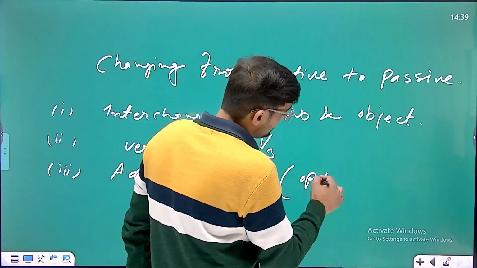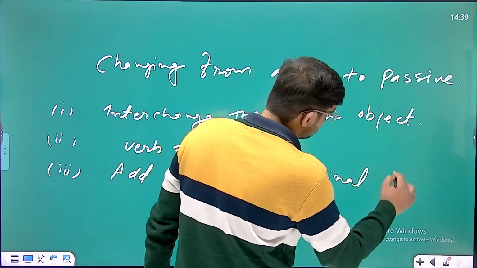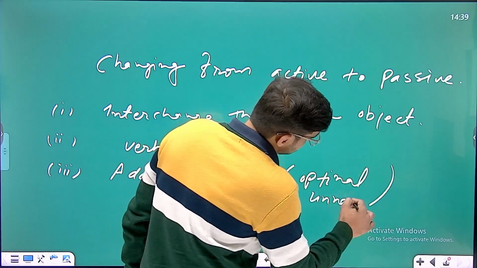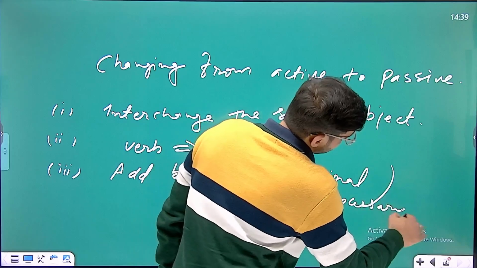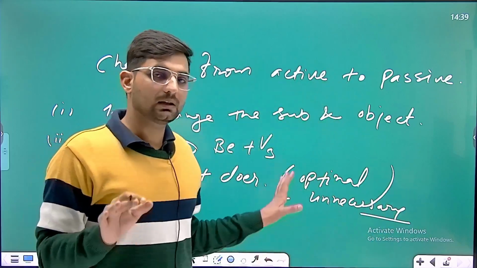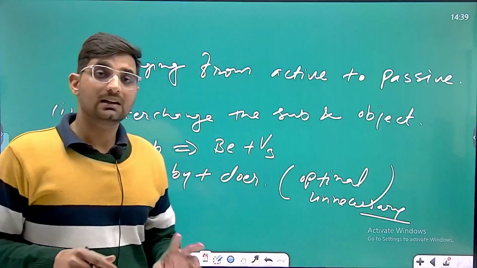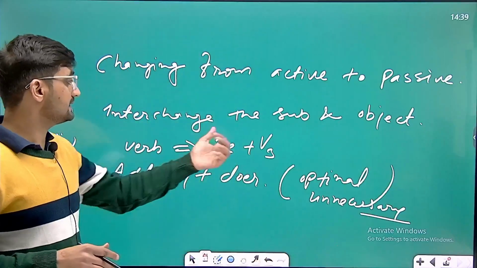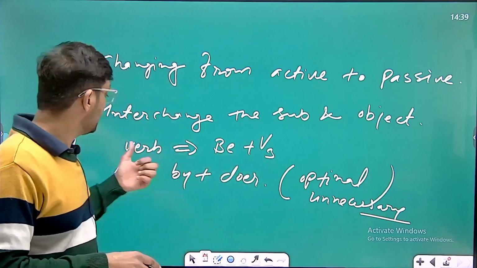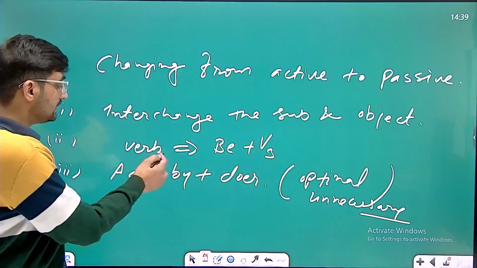It's optional. Why? Because some of the time it doesn't require, because it's unnecessary. If it is unnecessary, you need not add it some of the time. Yeah, some of the time it requires. So simply you need to keep in mind two, three things. First one is interchange the subject and object. Yeah, and the second thing is change the verb, whatever the verb is given there.